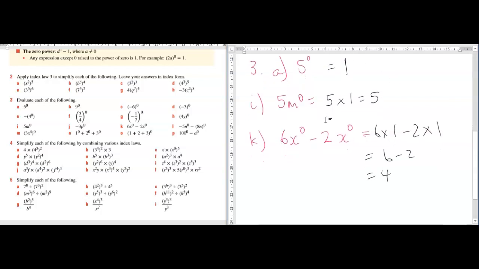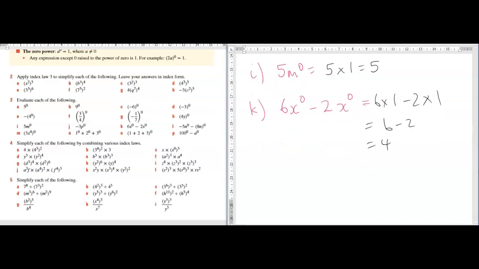Let's have a look at, maybe we'll just end with l. So we've got negative 5n to the power of 0 minus 8n to the power of 0. So negative 5 times 1. And this whole bracket is to the power of 0, so it's going to be minus 1. So we've got negative 5 times 1 is negative 5, minus 1. So your answer is negative 6.